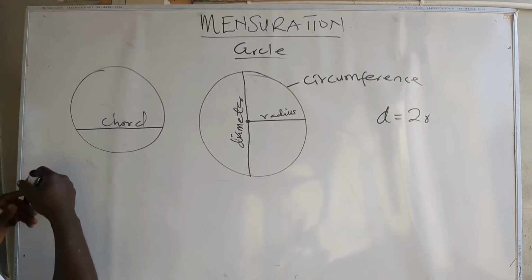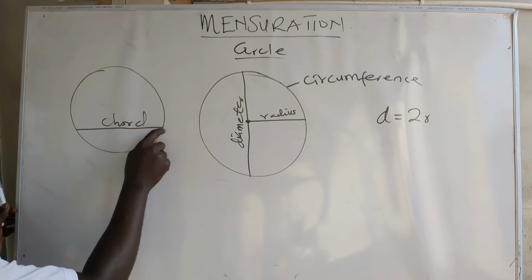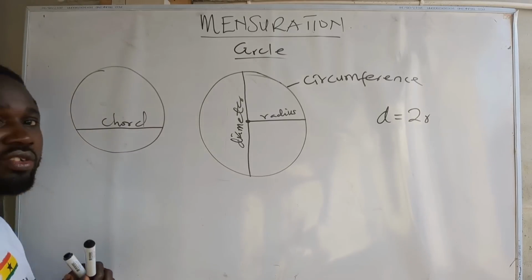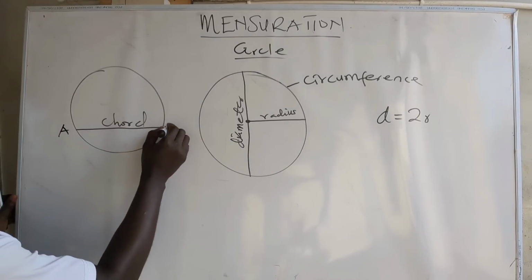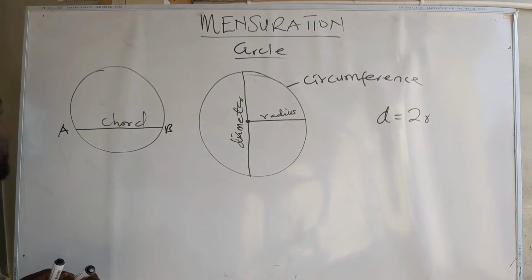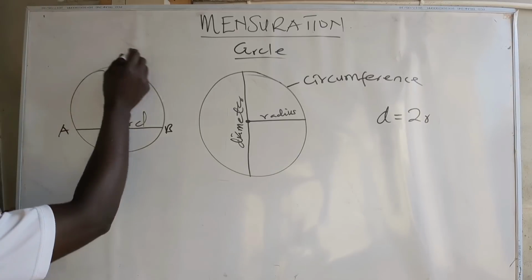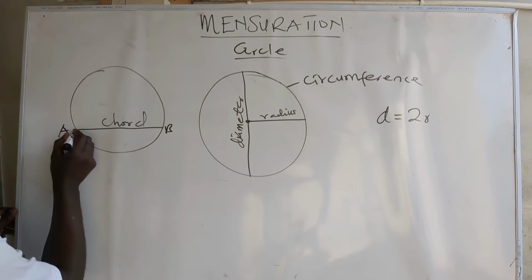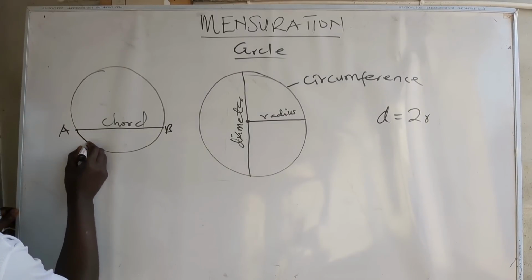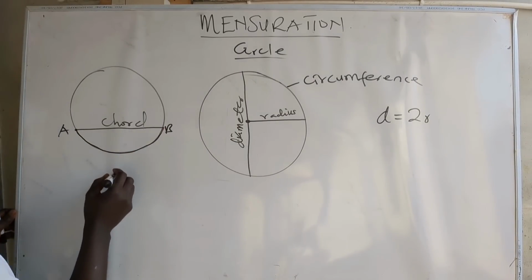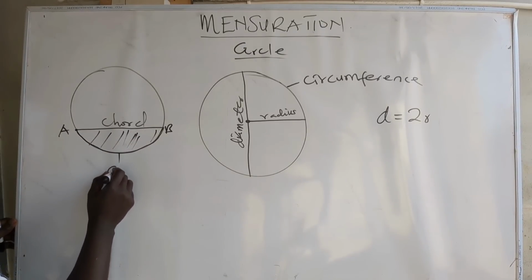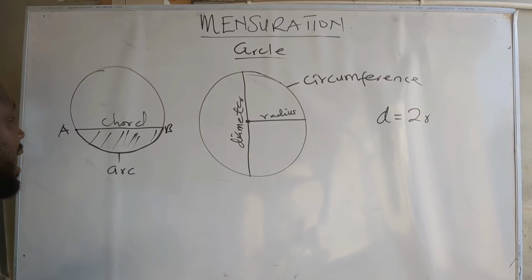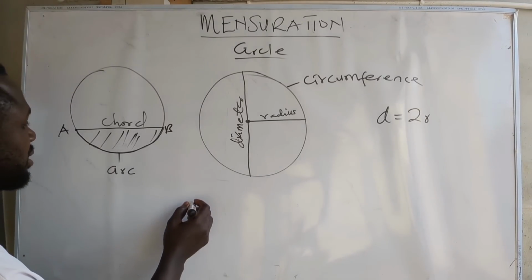A segment consists of what? A chord, this particular chord here, and a portion of the circumference of the circle. Before we come to the segments, let me talk about an arc. Let's say here is A and here is B. If I just take a portion of the entire distance around the circle, this particular side of the circumference, then that becomes what? An arc. An arc is like this.